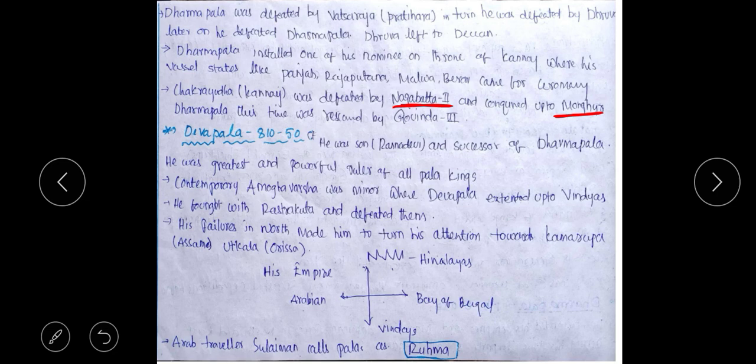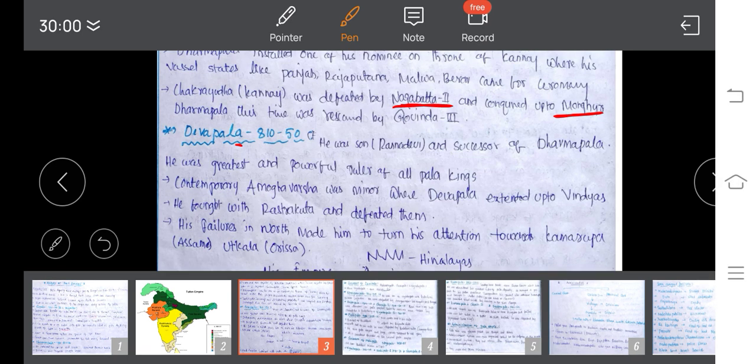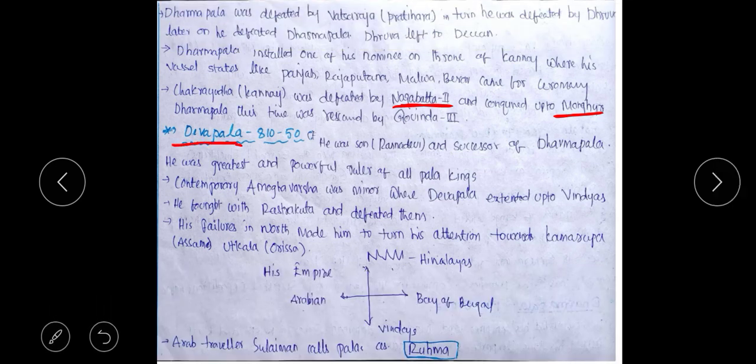And the next ruler that we see is Devapala. Devapala is one of the important rulers of the Pala Empire. He ruled between 810 and 850. Basically he was a son and successor of Dharmapala, and he was born to Ranna Devi, a Rashtrakuta princess. Dharmapala married her, and they gave birth to a son known as Devapala.